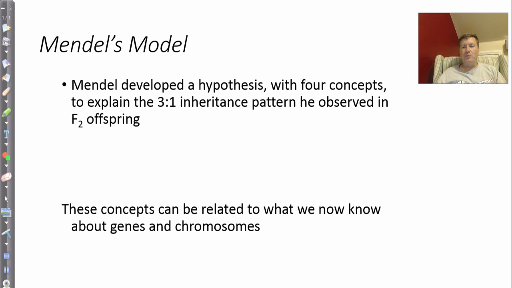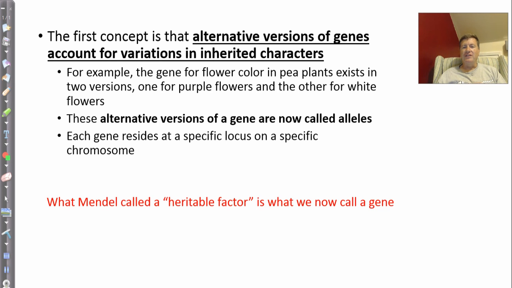So he has 4 concepts. Let's look at each of these. The first one is that there are alternative versions of factors. He didn't know the word gene because the word gene didn't exist back then, but alternative versions of factors account for variations in inherited characters or traits. So he said for flower color, for example, there must be 2 versions of flower color. There must be one version for purple flowers and another version for white flowers. And I'm going to make that a little p for right now, and it'll be clear later why that's true.